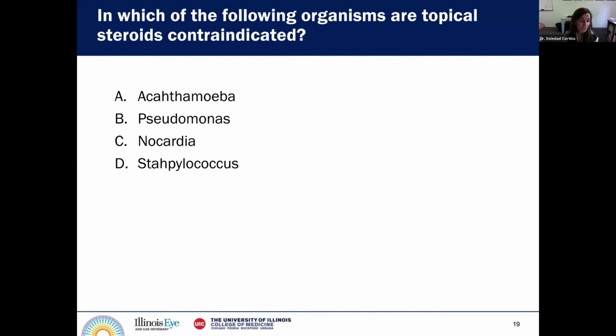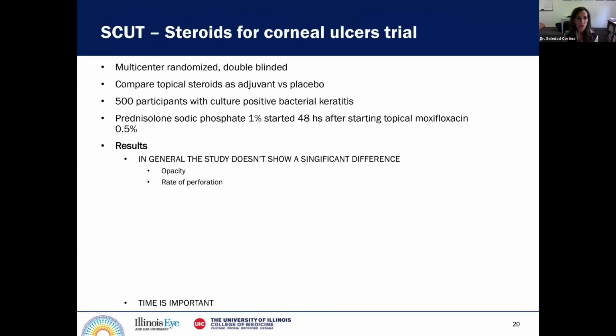A little bit of a tricky question, because Acanthamoeba was not tested in the SCUT study because it's not a bacteria. This was only for bacterial keratitis. And steroids are sometimes used in Acanthamoeba and are used successfully, but it's also one of the organisms that we always want to be cautious about. But let's talk about what the SCUT study showed.